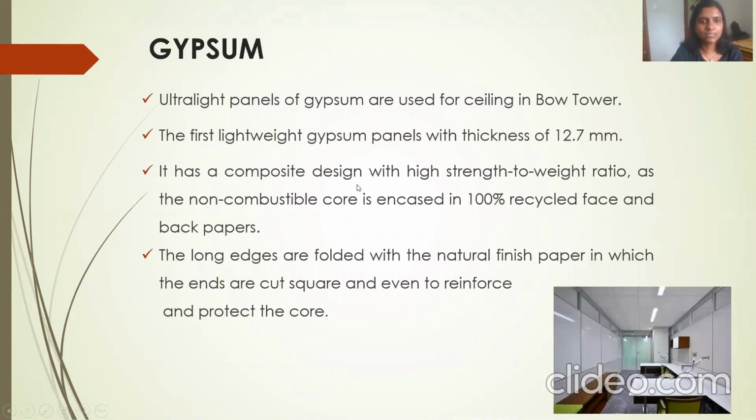And the next material used is gypsum. Ultralight panels of gypsum are used for ceiling in Bow Tower, which has a thickness of 12.7 mm. These panels have a composite design with a high strength to weight ratio, and the non-combustible core is encased in 100% recycled face and back papers. The long edges are folded with a natural finish paper in which the ends are cut square and even to reinforce and protect the core. You can see in this figure that the ceiling edges are finished with natural finish papers.